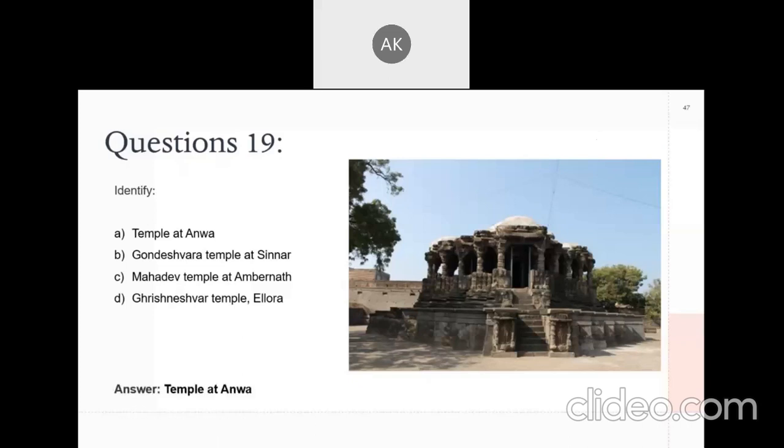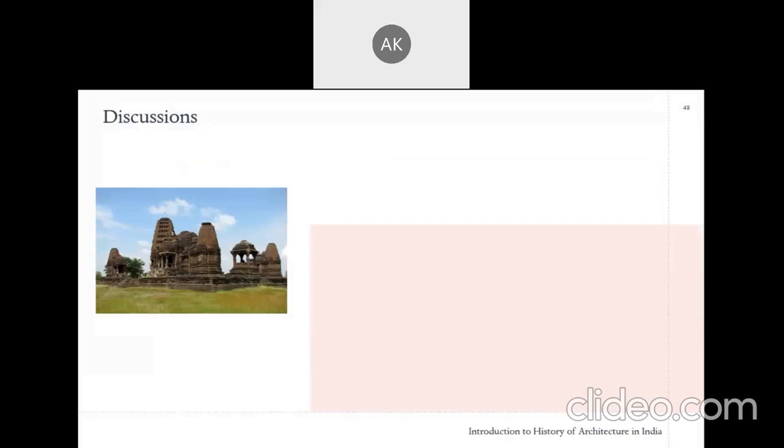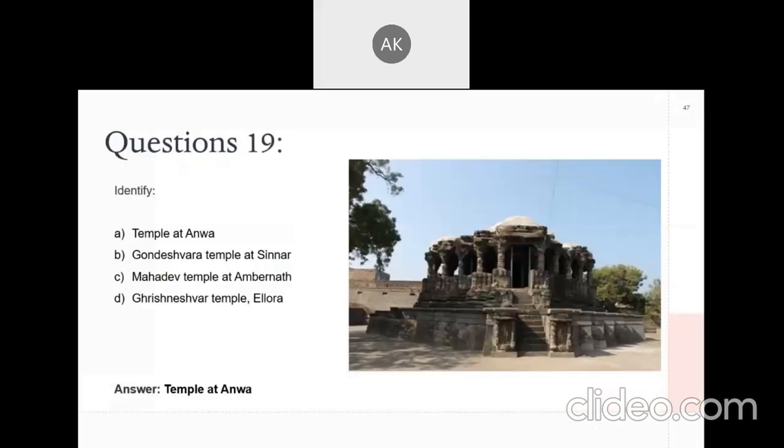Okay, so the correct answer is that it is the temple at Anva. There are four options. The first is the temple at Anva, then Gondeshwara temple at Sinnar, Mahadev temple at Ambarnath, and Grineshwar temple at Ellora. So this structure is the temple at Anva, and the other three structures are Gondeshwar temple, Mahadev temple of Ambarnath, and Grineshwar temple of Ellora.